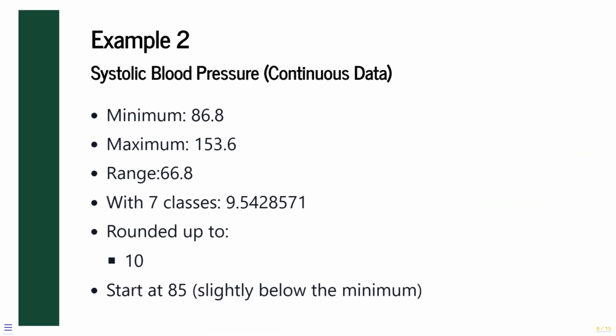Now consider a study measuring systolic blood pressure for 60 adults. Unlike cavity counts, blood pressure is a continuous variable, so it makes sense to group values into wider intervals. The minimum measurement is 86.8, and the max is 153.6, which gives us a range of 66.8. If we choose 7 classes, then we find the class width to be 66.8 divided by 7, which equals about 9.54. We will round up to 10. We use 85 as the starting point since it is slightly below the minimum measurement.